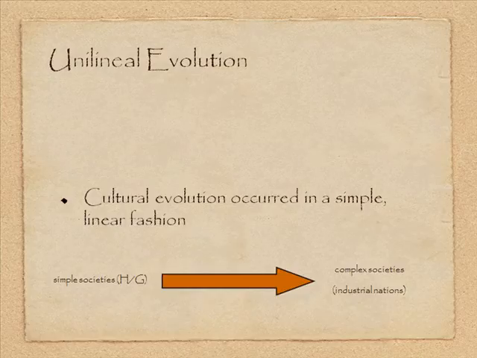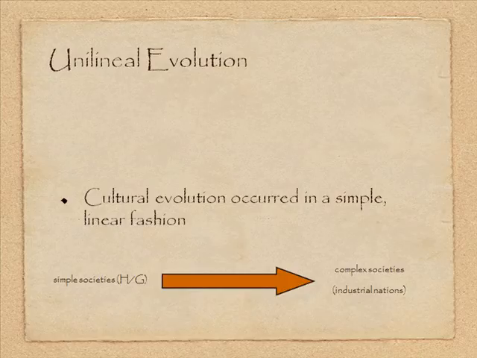Earlier on, before we started talking about Darwin's theory, I mentioned unilineal evolution, and this is one of the first paradigms developed for anthropology. And this simply states that cultural evolution occurred in a simple linear fashion. So we have simple societies, hunting and gathering societies, that go through stages to get to complex societies or industrial nations, because Great Britain and the United States were the models then for these complex societies.